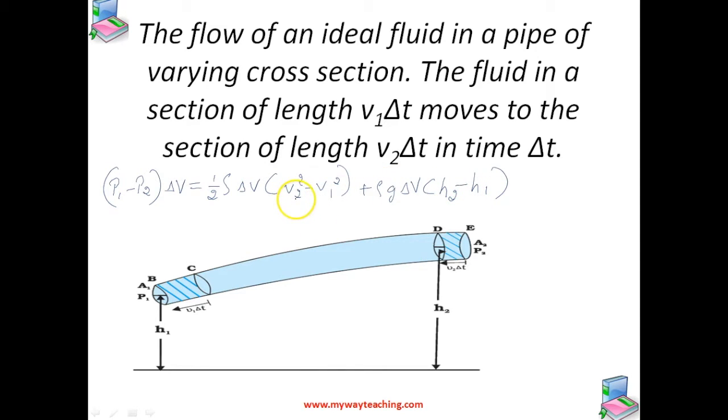So we now divide each term by delta V, and then we get the simplified expression: P1 minus P2 is equal to 1 by 2 rho (V2 square minus V1 square).